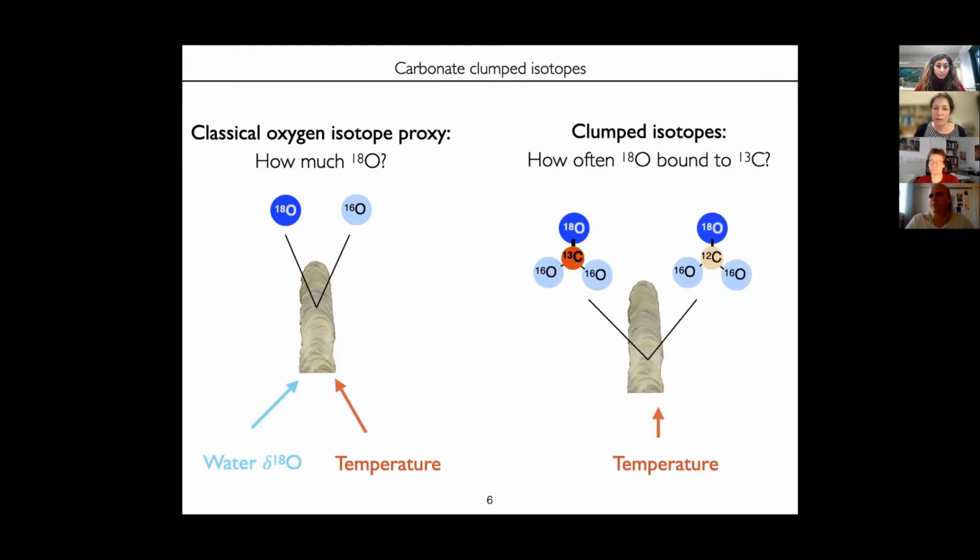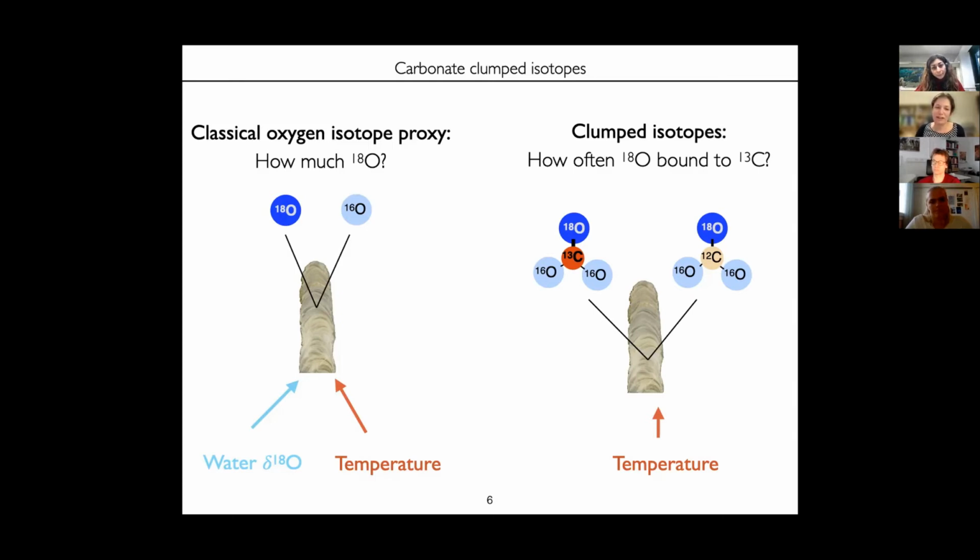Whereas with clumped isotopes, we're not looking at the abundance of the isotopes, but we're looking at the distribution of the isotopes in the molecules. So the advantage of this method is that we have all the information we need in our sample itself. We don't need to know what the composition of the water was. It doesn't matter for this proxy. And the distribution of the isotopes in this sample itself is a function of temperature. So we have temperature as the one control on the signal.